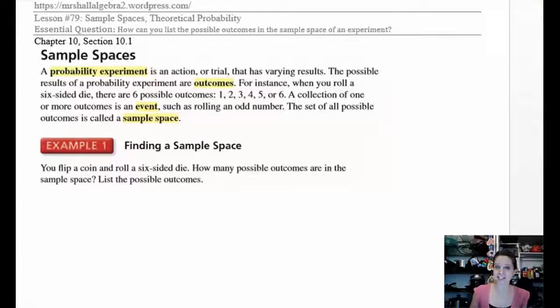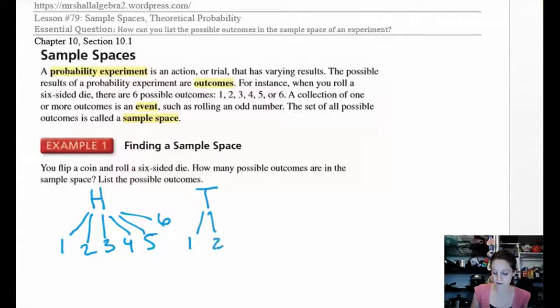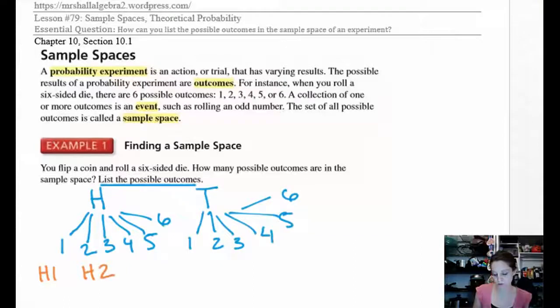One approach you may be familiar with is drawing a sample space, a tree diagram, where the first event is heads or tails, the coin flip. And then from heads, you can get the numbers 1, 2, 3, 4, 5, 6. Same from tails, 1, 2, 3, 4, 5, 6. Okay, so we need to list all the possible outcomes. I'm going to choose to list them as H1, H2, H3, right? That's getting a heads and rolling the number on the die, 1 through 6, and tails 1, tails 2.